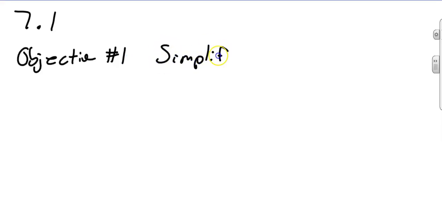All right, first thing we've got in 7.1 is almost just really a continuation of chapter 6. The first few problems, though, it's really just fractions and simplifying. So, very first objective here, objective 1, is it's just going to ask you to simplify a ratio. Which again really is just simplifying a fraction.